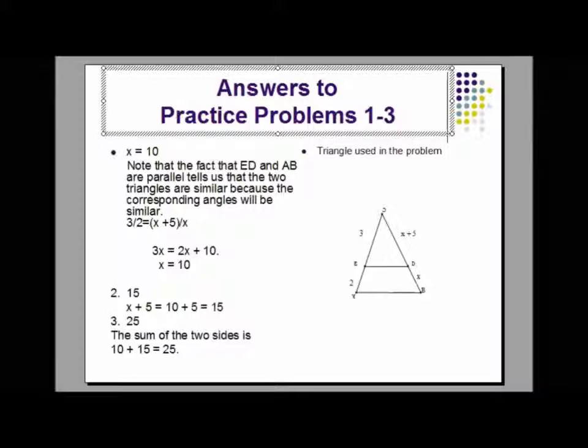The side length CB is x plus 5 plus x. X is 10, so we have 10 plus 10 plus 5, which is 25. Or the other way this could be done is we know that x plus 5 is 15. We add the x, that's 15 plus 10, which is 25.